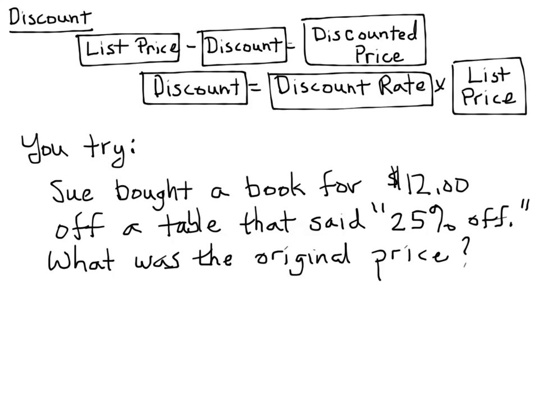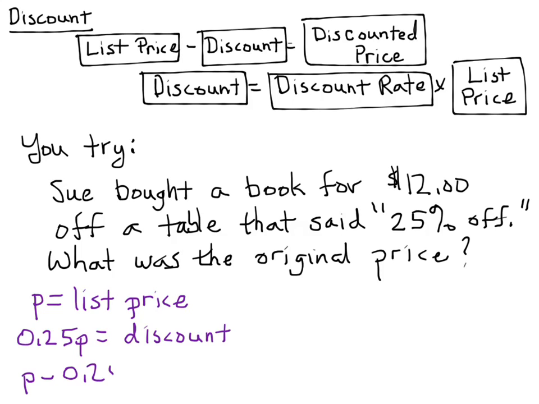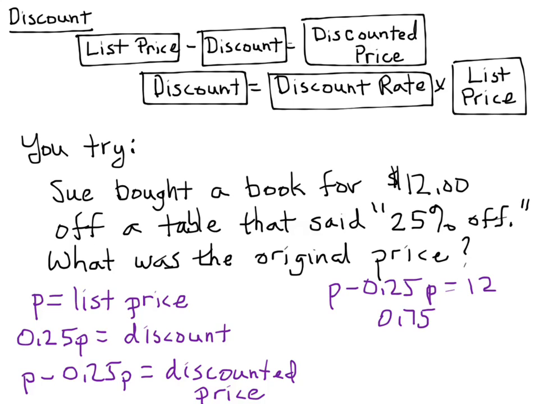Okay, so this is applying the model now. What would be your variable? It's the original price, right? So that's the list price. So I would say P is the list price, 0.25P is the discount, and P minus 0.25P equals the discounted price, which we know is $12. So we end up with the equation P minus 0.25P equals 12, and 0.75P, when we combine like terms, is going to be 12, and so we get P equals 12 over 0.75.